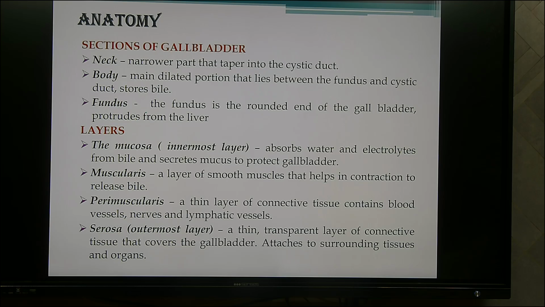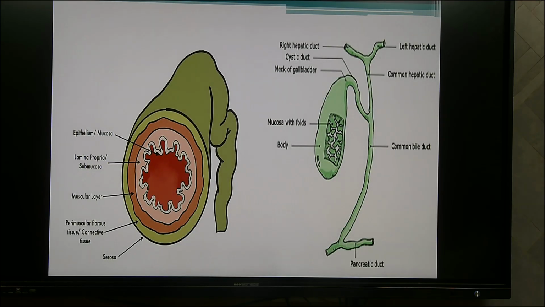It includes 4 layers. The mucosa, the innermost layer, absorbs water and electrolytes from the bile and secretes mucus to protect the gallbladder. The muscularis, a layer of smooth muscles, helps in contraction to release the bile. The perimuscularis, a thin layer of connective tissue, contains blood vessels, nerves and lymphatic vessels. The outermost layer, the serosa, a transparent layer of connective tissue that covers the gallbladder, attaches to the surrounding tissues and organs. This picture depicts the sections of the gallbladder.